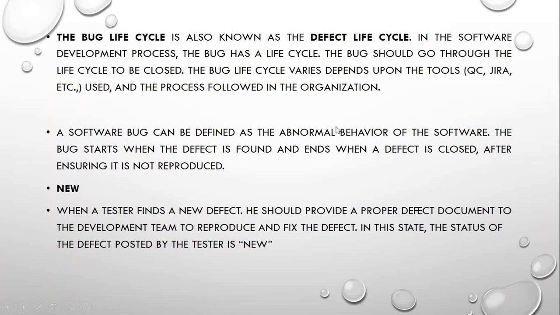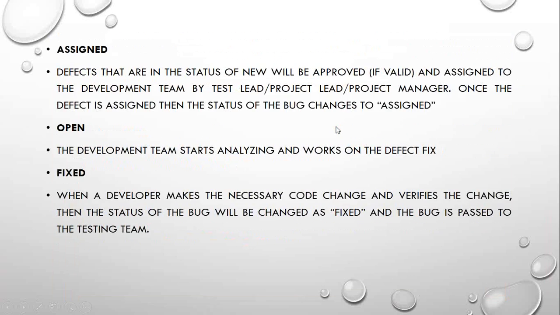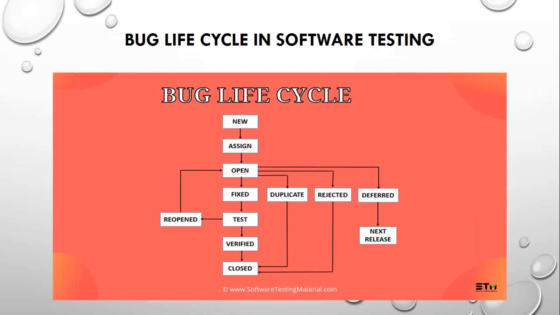So this will be the same for all the companies, right? With the bug life cycle, every tester will first create a new defect, and then it will go to the open state, then assigned, then fixed, and then either closed or it can be reopened again. So those states will be the same whichever company we work for. Yes, it will be the same.